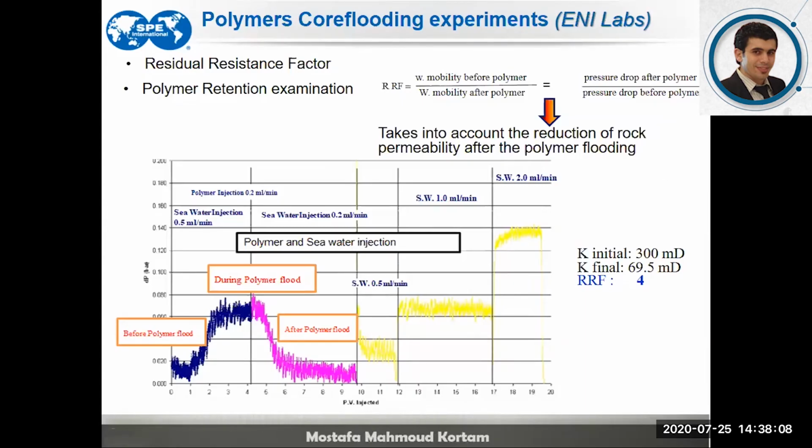So the initial permeability was about 300 millidarcies. The final permeability that accounts for the flooding of the water after the polymer is 6.9. The residual resistance factor is 4.